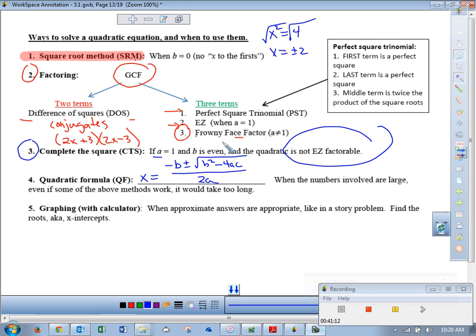I just don't want to do that. It's way too big of numbers. Finally, you could use your graphing calculator when you need an approximate answer, like in a story problem. With our graph that we just had of this ball going down, you could just calculate where it crosses the x-axis, because that's what you're doing. You're figuring out when x equals 0. You're finding the x-intercepts. So, boom, you're finding the roots, all that stuff.